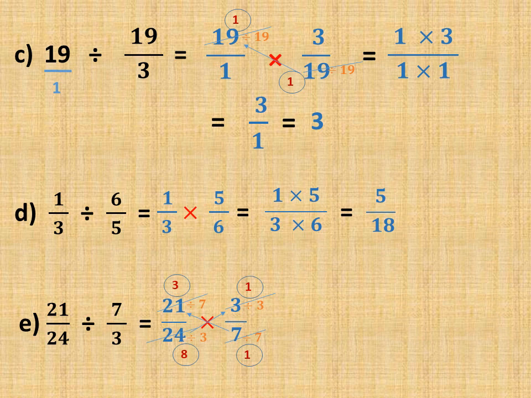Now, have we finished simplifying? Yes. So we make up times up, down times down. 3 times 1 over 8 times 1. 3 times 1 equals 3. 8 times 1 equals 8. 3 and 8, they are not in a common table. There is no table that contains 3 and 8. So here is our answer in the simplest form.